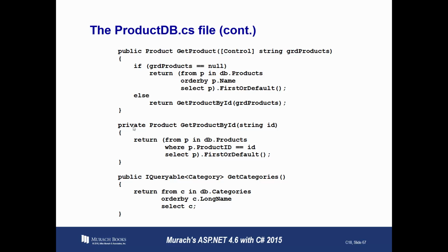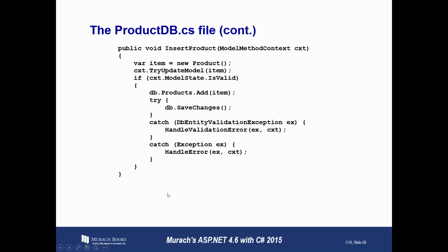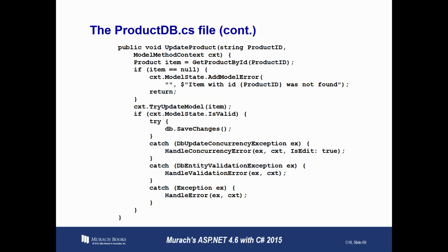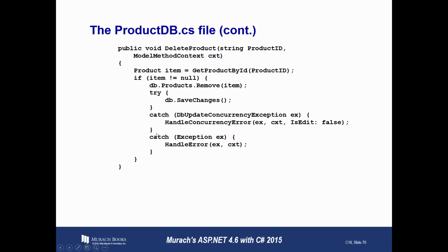The get categories method returns the categories ordered by long name, and you are seeing examples of using LINQ. Finally, we've got the insert product method that inserts a product into the products table. Next, we've got the update product method that updates the selected product with the data the user enters into the details view control.